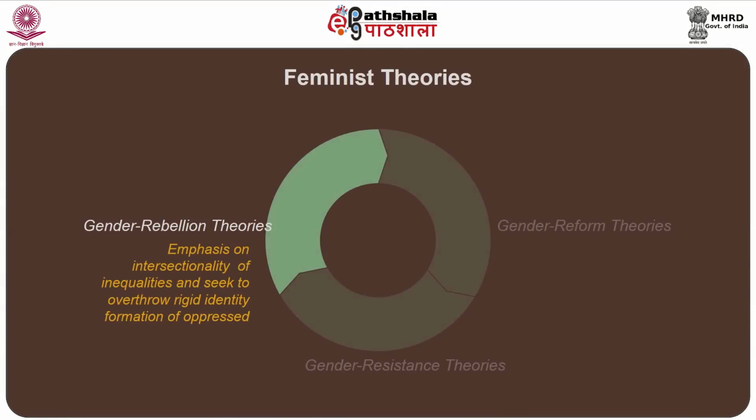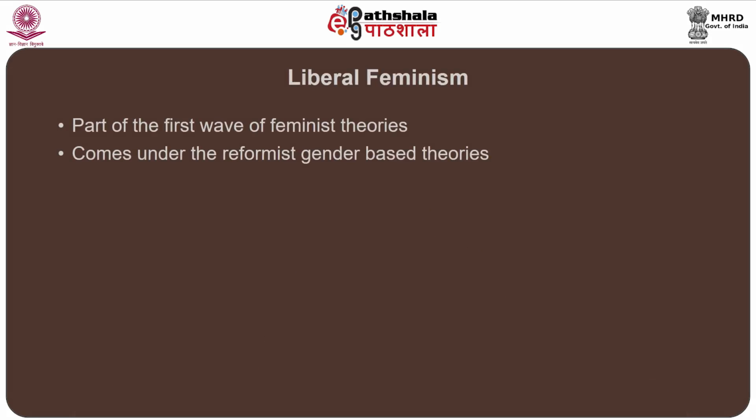The third form of feminist theories is gender rebellion theories, which are rooted in the intersectionality of inequalities and seek to overthrow rigid identity formations of oppression that come out of different social systems and their interaction with gender, showing how women are more disadvantaged when gender interacts with other forms of social discrimination.